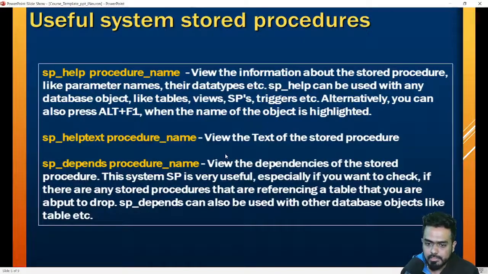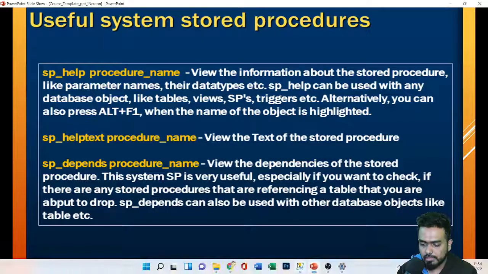Next, there are some useful system stored procedures. We have something called sp_help. Then we pass the procedure name. This will view the information about the stored procedure, like parameter names and data types. And sp_help can be used with any database objects like tables, views, stored procedures, triggers, right? Alternatively, you can just press Alt+F1 when the name of the object is highlighted. Let's try to execute this and check.